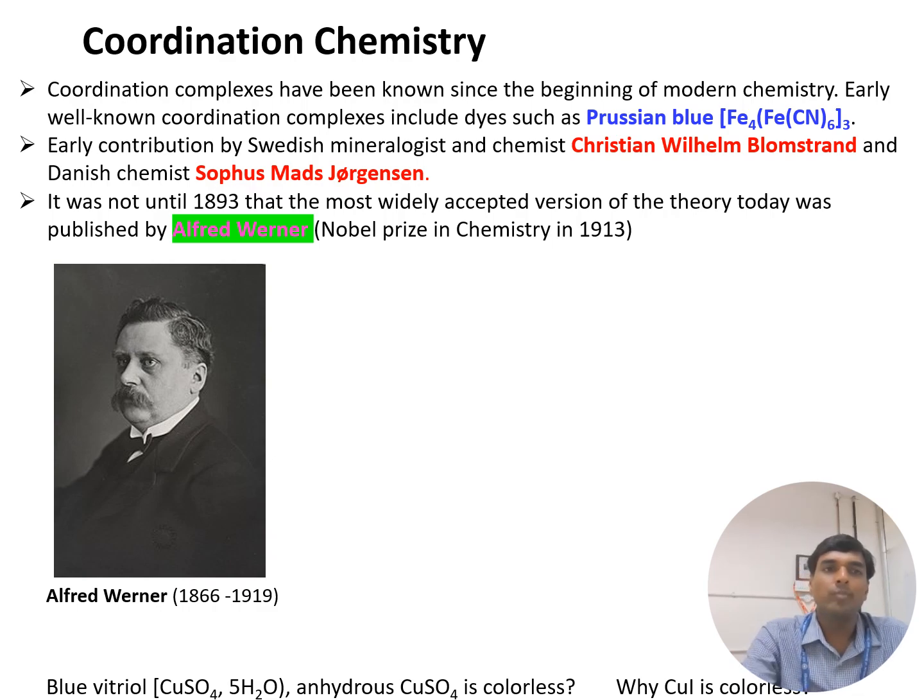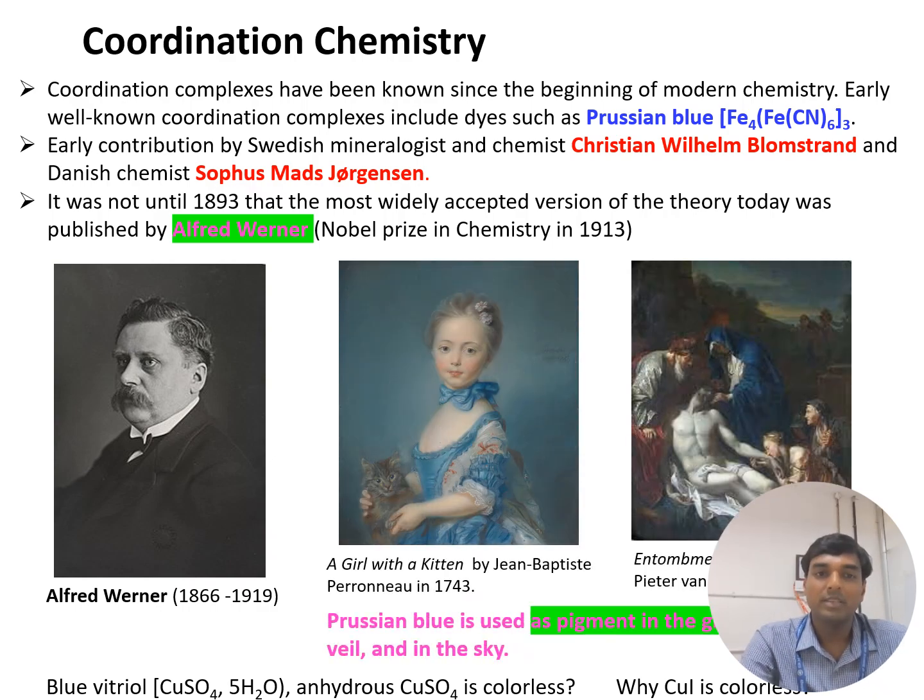In 1893 Alfred Werner developed coordination chemistry, and he got the Nobel Prize in 1913. Even blue vitriol, copper sulfate pentahydrate, is blue, but what about the anhydrous form? Why is it colorless? Or why is copper iodide colorless? You can see Prussian blue is used as a pigment. So these are the colors.